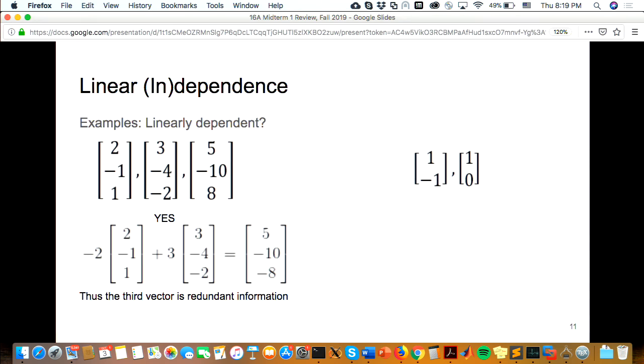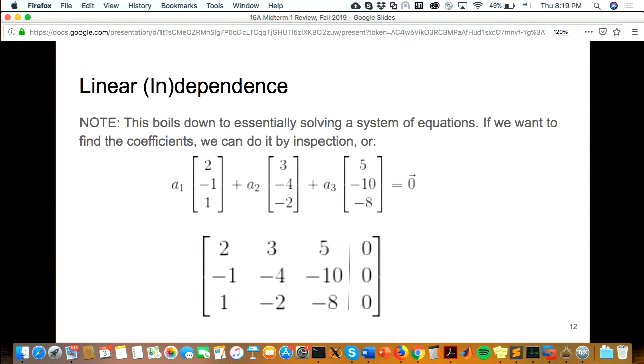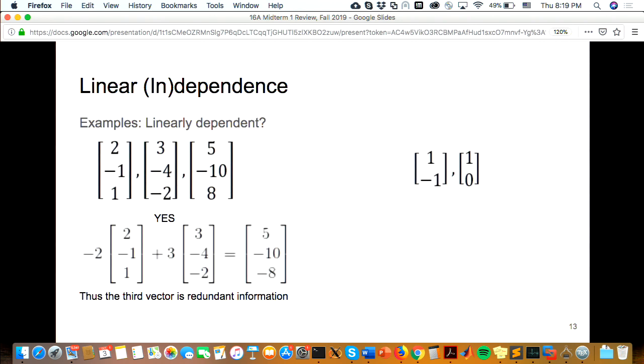Now, how do we figure out this -2 and 3? What we can do is use what we learned previously: Gaussian elimination. We can write this out as an augmented matrix. We're trying to solve for what a1, a2, and a3 are, so we augment it with a row of zeros because we want the sum of these to equal 0. If we solve it, we'll figure out that a1 is -2, a2 is 3, and a3 is -1. Then you would see, not all of them are 0, I have an option, therefore it's linearly dependent. If you get that the only option is zeros, then you know that they are linearly independent.